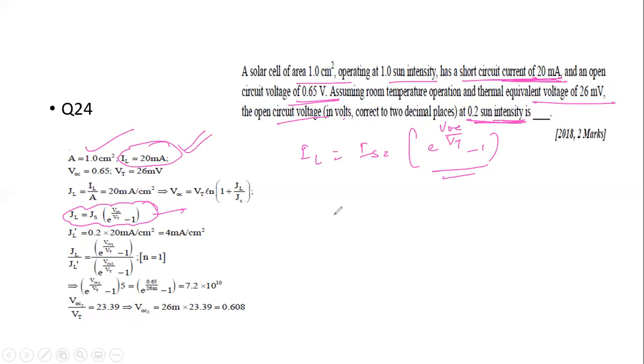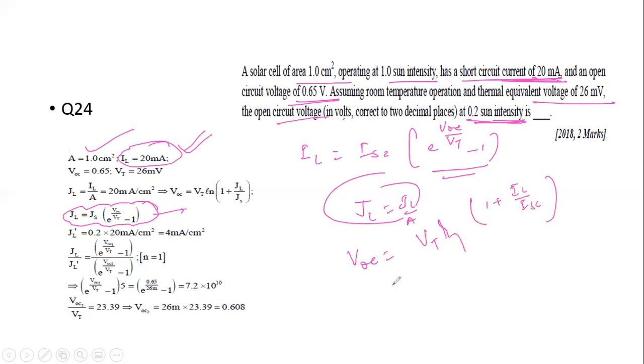So how can you find it? If intensity is increased, then the current will also increase. Now JL equal to IL upon area, and you can also find it with respect to IL. So the VOC formula is VT ln of 1 plus IL upon ISC. It's the actual formula. So VOC equal to VT, this is 0.026, ln 1 plus IL becomes 0.2 times 20 milliampere upon ISC.